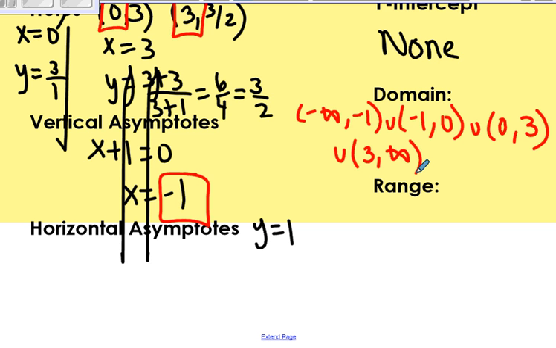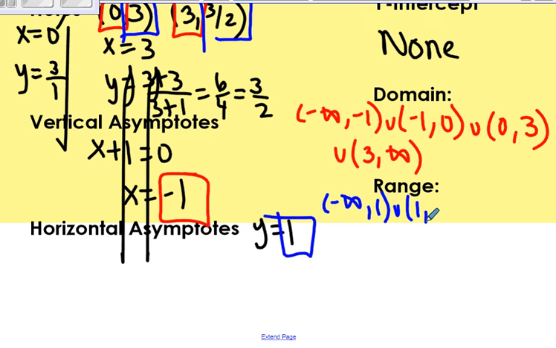My board is acting up, so I can't write the range on the bottom. But what you would have for the bottom, I'll try to do my best. We've got the y value of our holes for both, so 3 and 3/2, as well as 1. So we're going to go from negative infinity to 1, union 1 to 3 halves, union 3 halves to 3, and then union 3 to infinity.